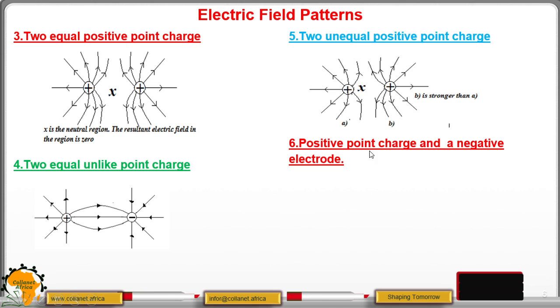Then we have a positive point charge and a negative electrode. When we talk of a negative electrode, it is a plate that is negatively charged. So we have a positive charge, and then a plate that is negatively charged. Because the two are unlike charges, there will be attraction, and that is why we are having this kind of field lines. Again, note the direction of arrows.